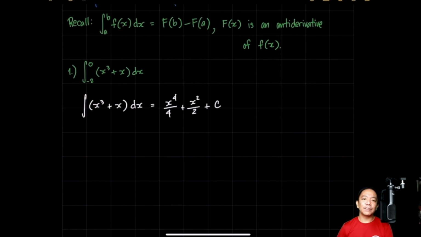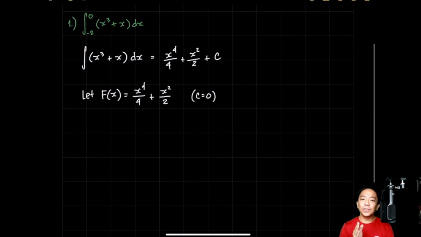Tinanggal ko muna yung limits of integration. So the antiderivative of x cubed plus x is equal to x to the fourth over 4 plus x squared over 2 plus our constant of integration. That constant kasi can be anything, diba? So let's just choose a particular antiderivative and iset natin yung c to be 0. So capital F of x na gagamitin natin ay x to the fourth over 4 plus x squared over 2. 0 na yung c. Now, pwede naman kahit anong antiderivative. So if you want, may plus 7 dyan. Okay lang din. That will also work.